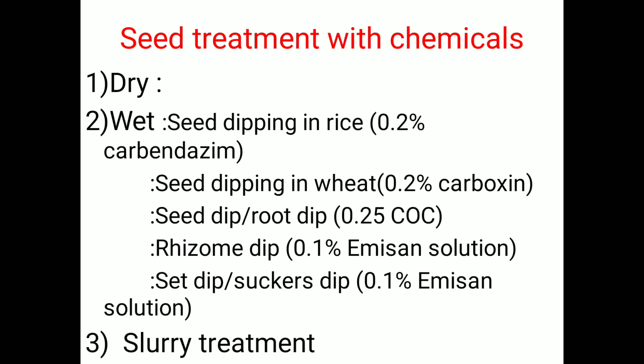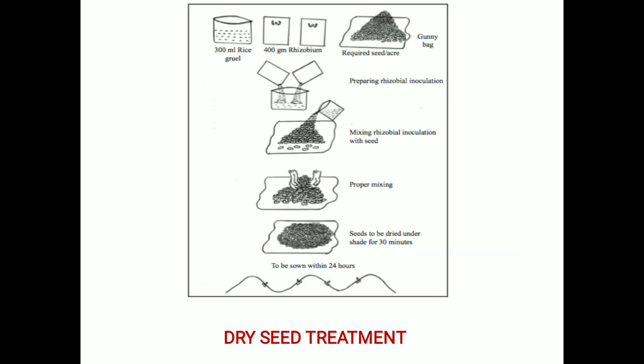Next one, wet seed treatment. Wet seed treatment is used for the control of different kinds of soil borne as well as seed borne diseases. So wet treatment is used for rice, wheat, for roots, or sometimes planting materials like rhizomes, sets or suckers. Then let us see one by one.